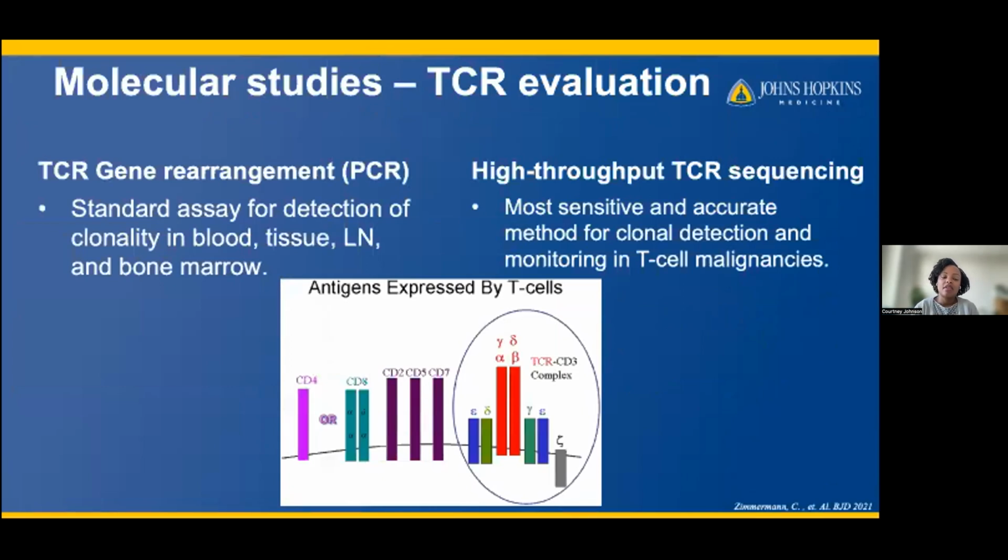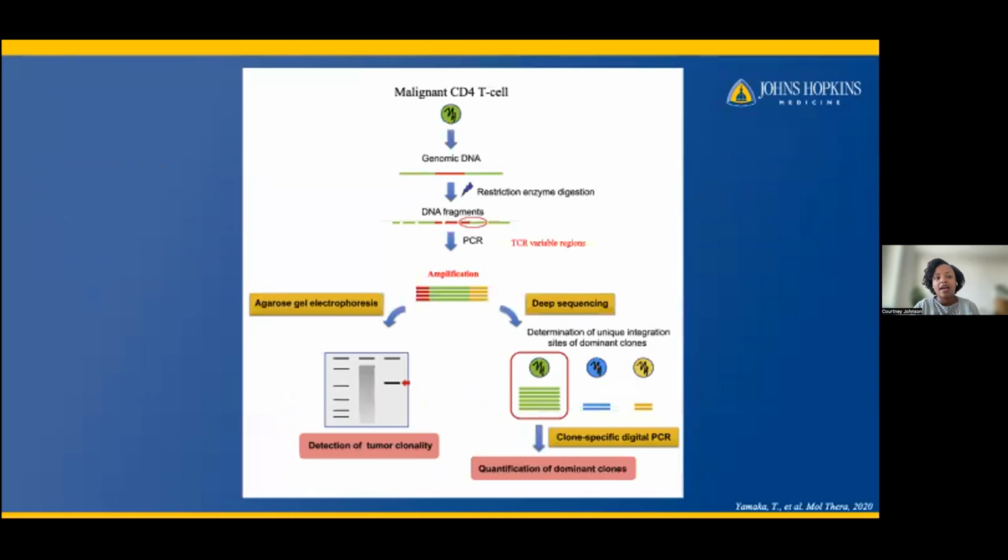So I think the majority of places now use mostly PCR to determine the clonality of that T cell, to look for that population of clonal cells in the blood or tissue or the lymph node or the bone marrow. But newer technologies are moving towards using, or places are using, newer technologies such as high throughput TCR sequencing or next generation sequencing as a more sensitive and more accurate method for clonal detection and monitoring as well. So I put this slide here just to give a simplistic overview of how clonality with PCR detection versus sequencing detection compares.